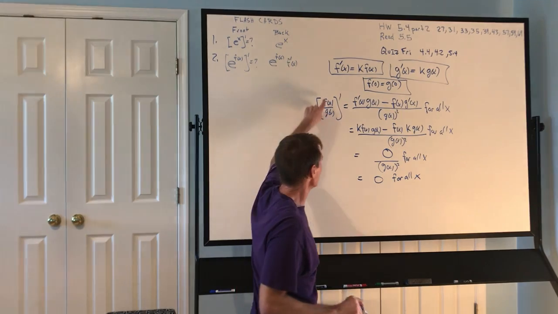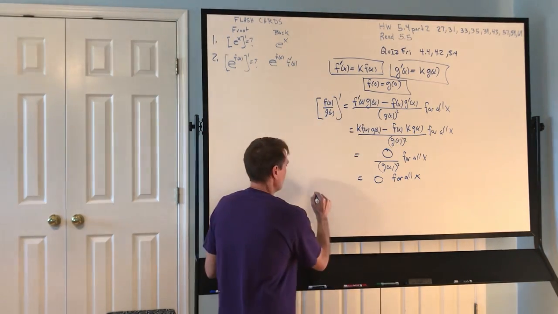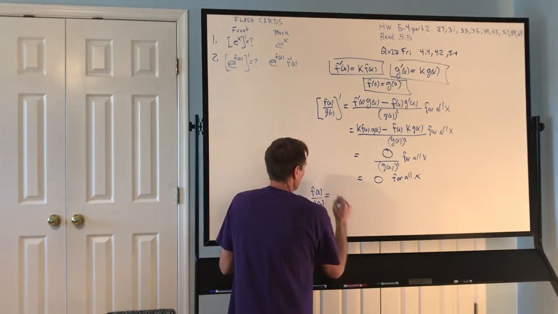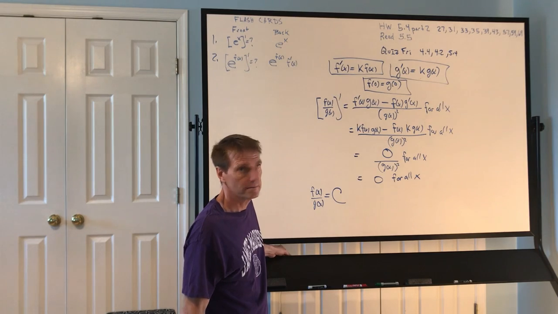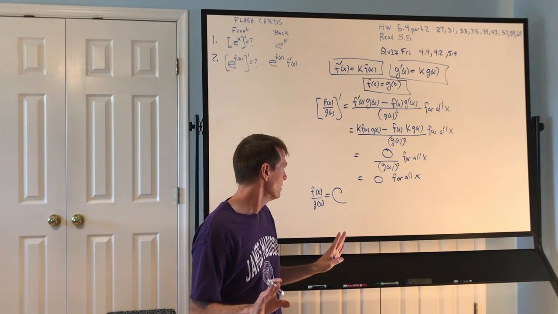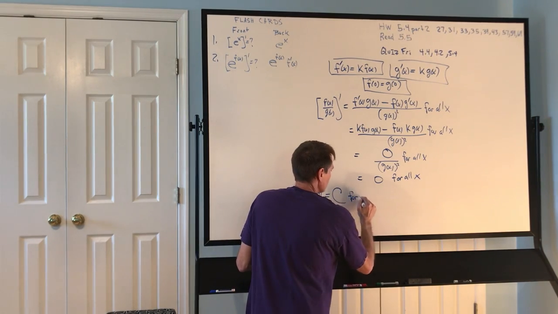So then, since this function f over g's derivative is always 0, f of x over g of x is always equal to some constant that we'll call c. It's not the same constant as k up there. It's some other constant c. Now this is for all x.